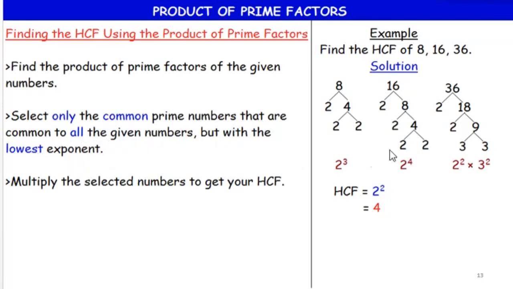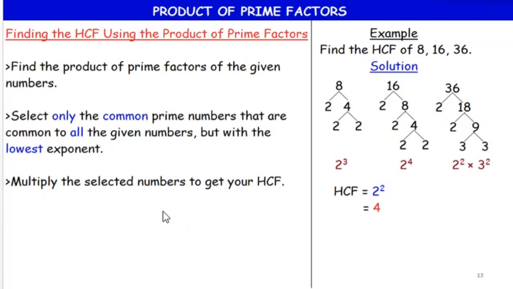So here we have 2 to the power 3, 2 to the power 4, 2 to the power 2. But what is the lowest amongst them? Or which of them has the lowest exponent? It is 2 to the power 2, right? And 2 to the power 2 is 4. So the HCF of 8, 16 and 36 is 4, right?